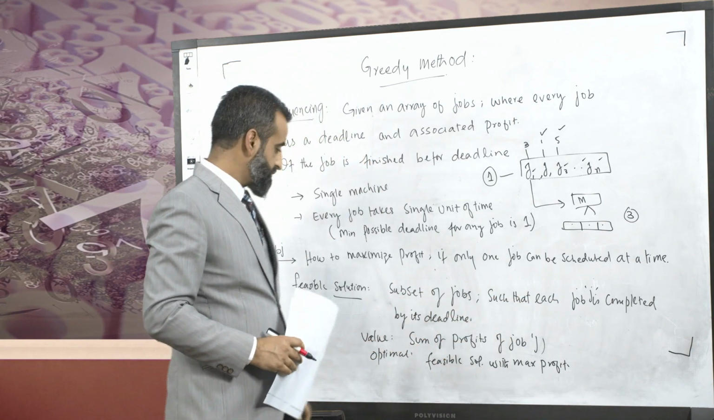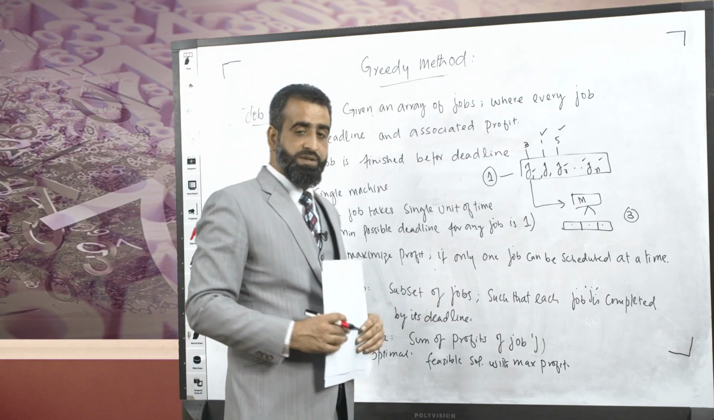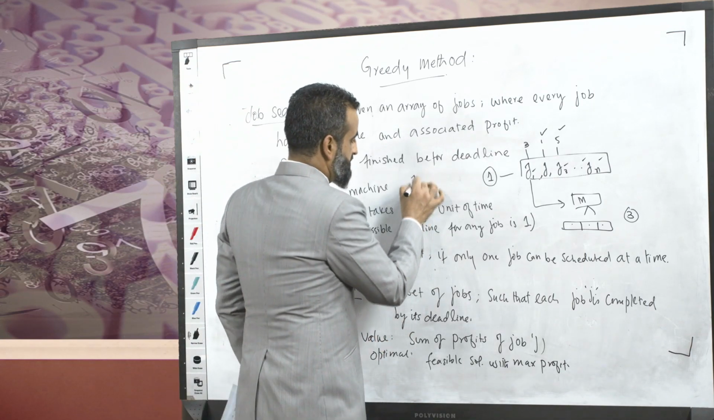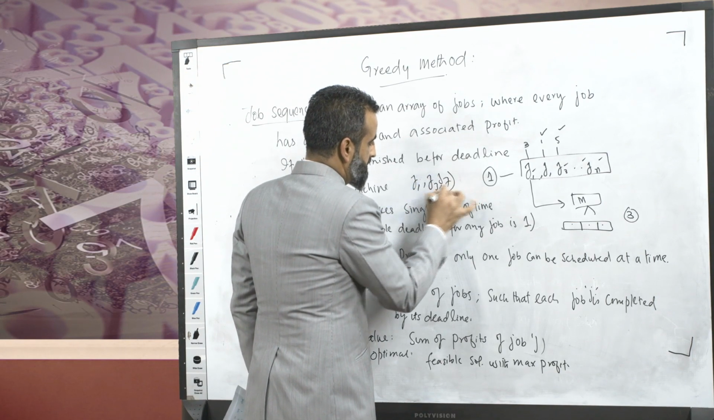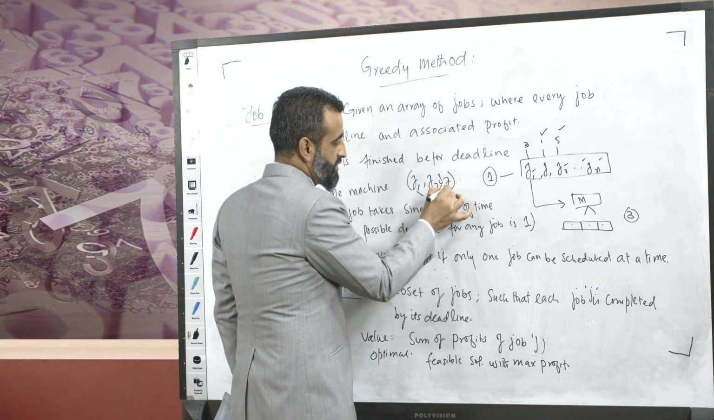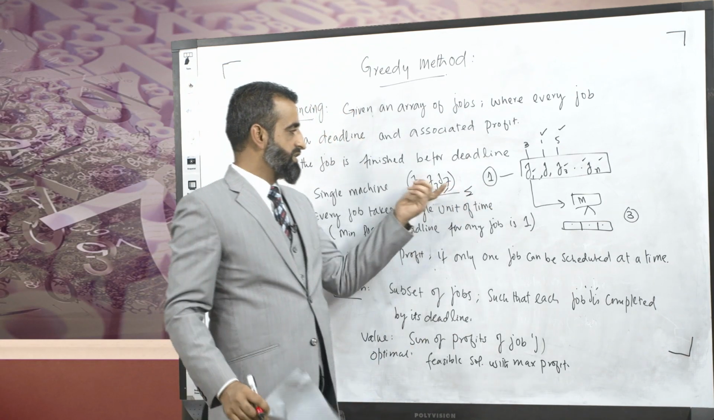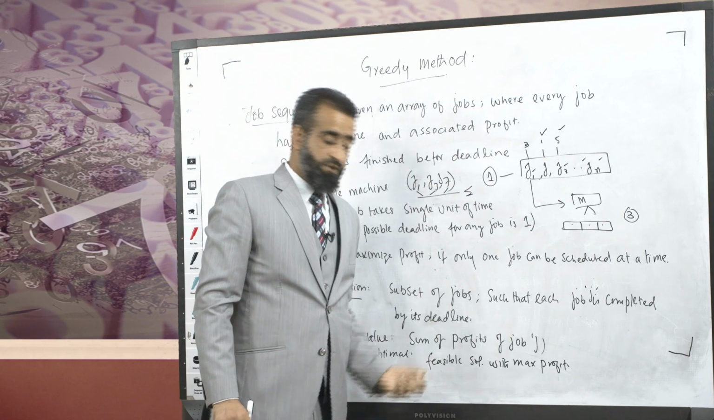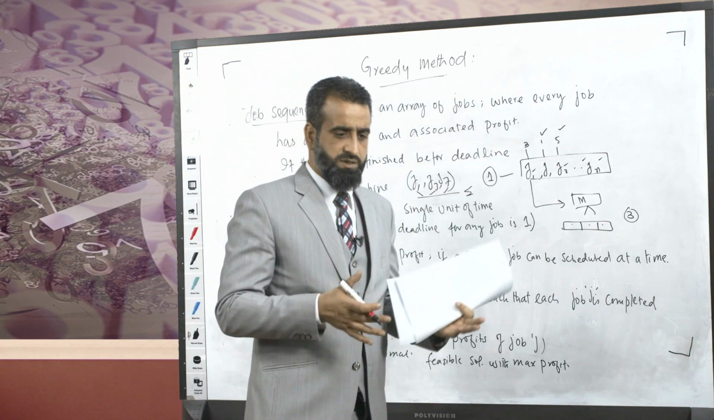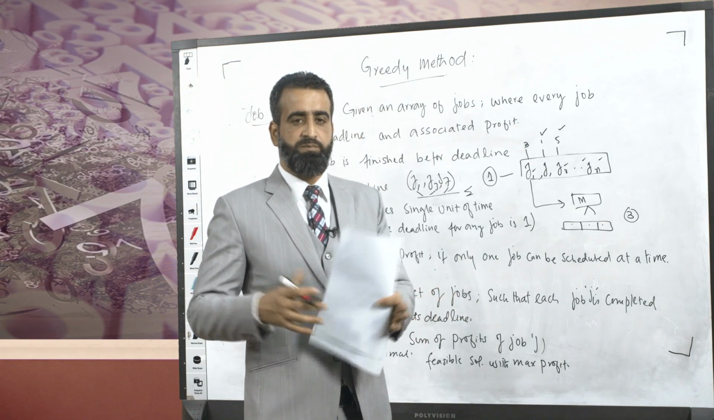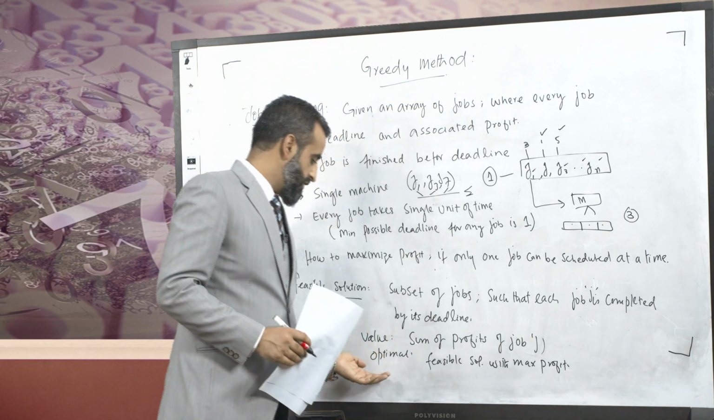What will be the value of one subset? That value will be the sum of profits of the jobs. Say, for example, if one subset is J1, J3 and J7, the sum of the profits associated with them will be the value. And what will be the optimal solution? Given some feasible solutions, say 3 or 4 subsets, the one feasible solution which has the maximum profit will form the optimal solution.